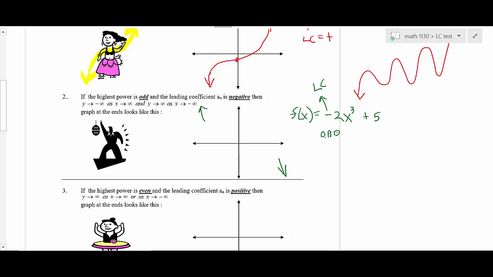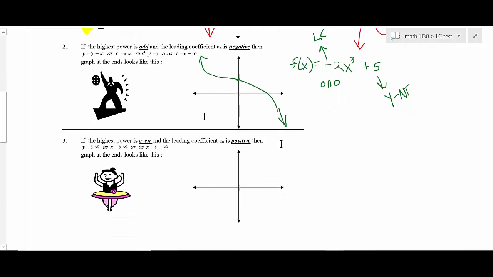What's the y-intercept of my example? 5, good, okay? So that means you'd have a y-intercept like that, so the graph on that probably is going to do something like that, okay? So that's how you'll be able to tell roughly what these graphs look like, okay?